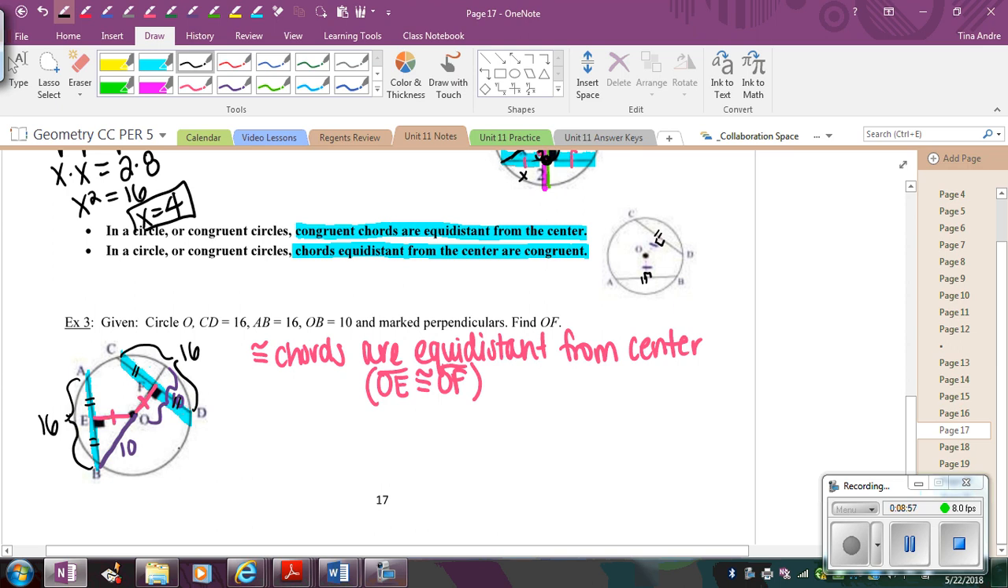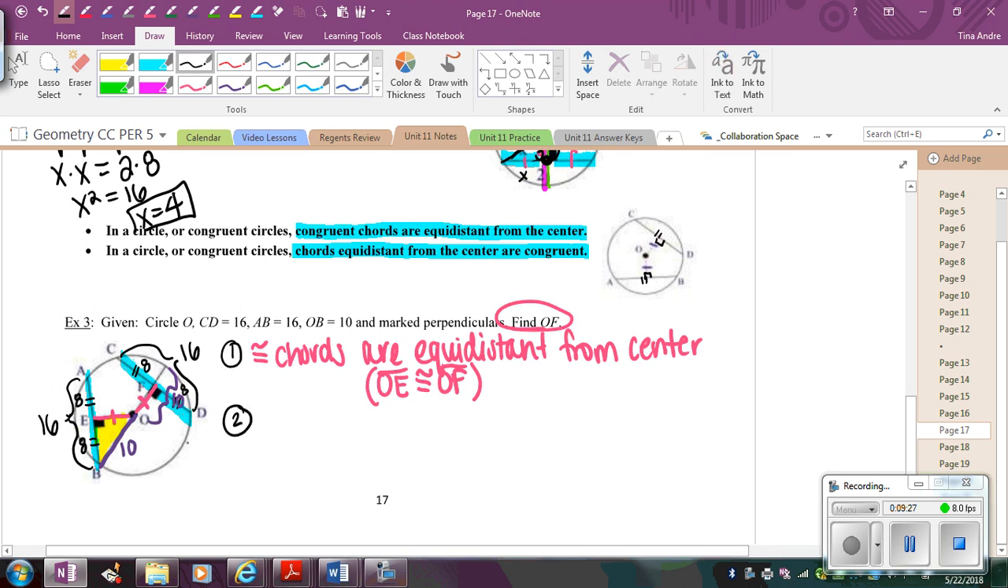So that can be used so that we know that these parts here are 8 and 8, because half of 16 is 8. So I am trying to find the length of OF. The quickest way that I'm seeing to do this is because I know that OF and OE are congruent. I see this right triangle right here, so I'm thinking let's use the Pythagorean Theorem. I'm thinking that's the quickest way. So I'm going to just make a note here.